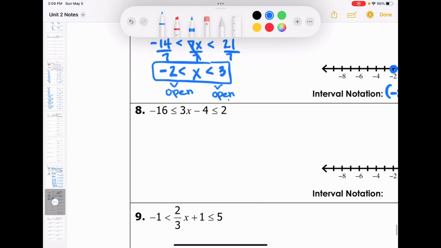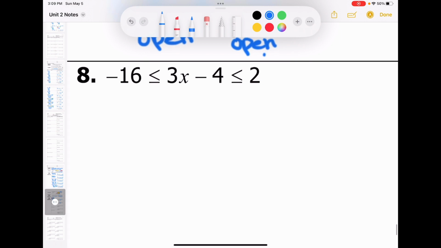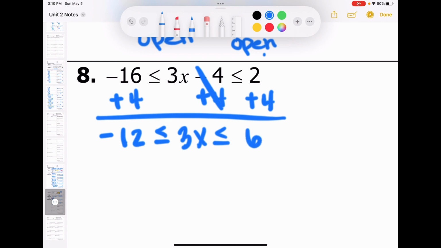All right, number 8. So we got to solve it first. So I need to get 3x by itself. To do that, I got to add 4 to all sides because it is negative. The 4's in the middle cancel. So negative 16 plus 4 is negative 12, and 2 plus 4 is 6.